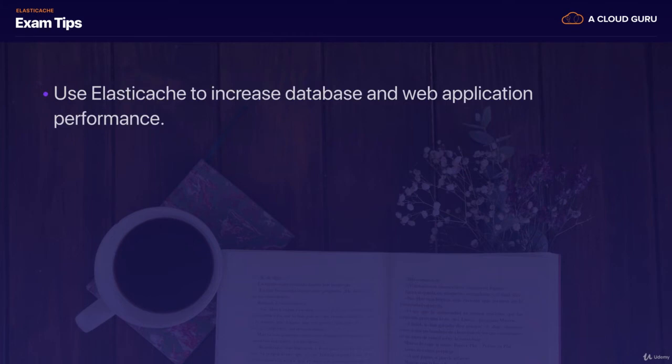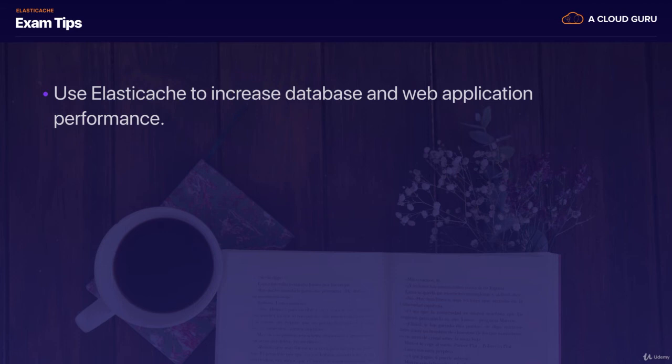So on to my exam tips. The main thing you need to really understand going into the Certified Solutions Architect Associate exam is the use case for ElastiCache. It's used to increase your database and web application performance. A common exam scenario will be, your database is overloaded. What two steps could you take to make this database perform better? One is to add a read replica and then point your reads to your read replicas. And the other is to use ElastiCache.